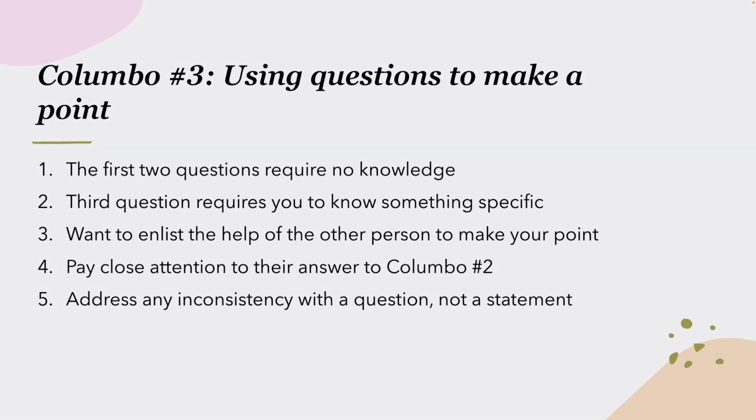So we want to enlist the help of the other person to make our point, right? That's part of it. So we're using this information. Number 4 there, we want to pay close attention to the information we've gotten from Columbo number 2 and Columbo number 1, all the information we've gathered from the previous questions, so that we now know what their view is, we know what their rationale is, and then we start to think about how this matches with reality. Then we have a target in mind. For example, if you know that they're an atheist, now, where does morality exist in atheism? How do you get moral thinking out of atheism?